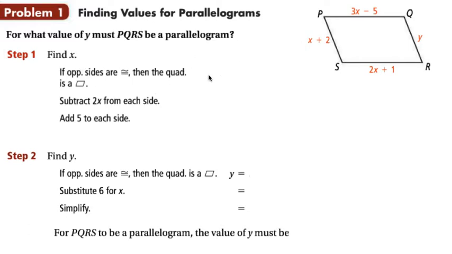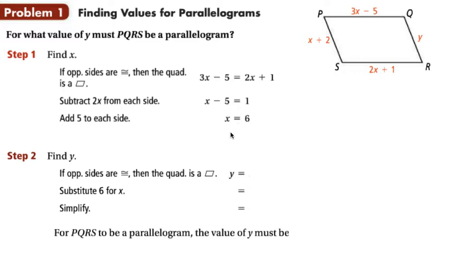We're going to set opposite sides equal to each other. So we'll start with 3x minus 5 on the top, side PQ being congruent to SR. And we can go ahead and solve this for x. If we subtract 2x from both sides, we get x minus 5 is equal to 1, or x equals 6. So there we have what x is equal to.